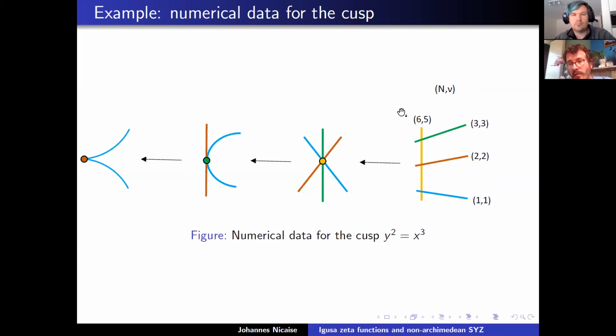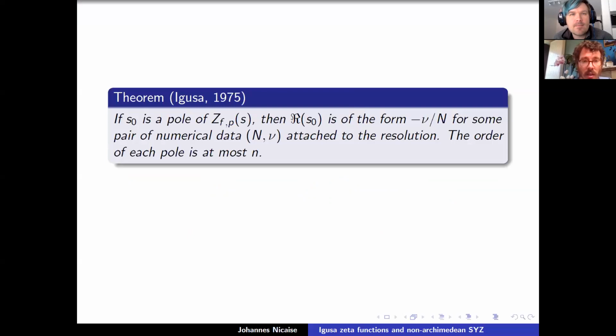And so these numbers 6 and 5 should be familiar, because these were exactly the exponents that showed up in the denominator of the rational expression for the generating series of the cusp singularity. And so the point is that this is not a coincidence. Igusa's calculation shows that if s0 is a pole of the p-adic zeta function, then its real part is of the form minus nu divided by n for some pair of numerical data n, nu that are attached to the resolution. And moreover, the calculation also shows that the order of each pole is at most n, the number of variables in the polynomial.